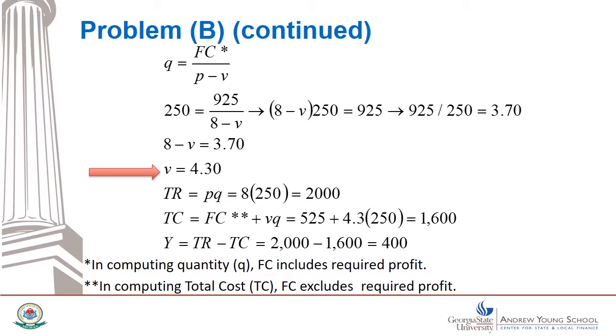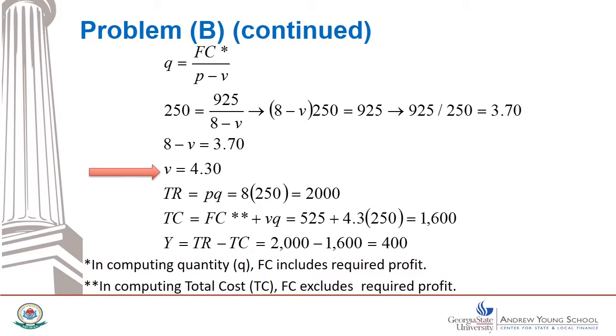Now we solve for small v, or variable costs, which is equal to the $8 price minus that 3.70, resulting in the calculated amount of $4.30 of variable costs that we can incur per pie. Given that we now know the variable cost, that solution allows us to derive additional information, including total revenue, total costs, and proof that our profit target is reached.